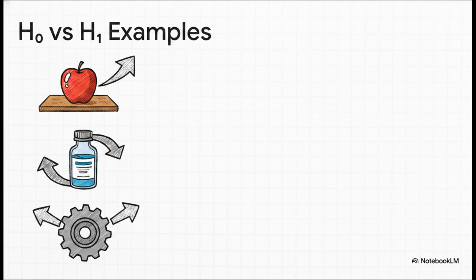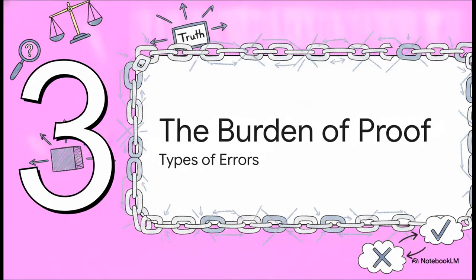Conversely, if we're studying a new medicine designed to drop a certain health metric below a baseline of 50, our alternative is that mu is less than 50. That's a left-tailed test. Or, if we just want to see if a factory machine is miscalibrated, meaning it's just different from the standard, maybe higher, maybe lower, we'd run a two-tailed test where mu simply does not equal our target number. Which brings us to Section 3, the burden of proof, and the types of errors we can make.